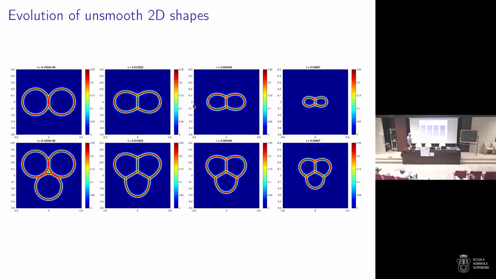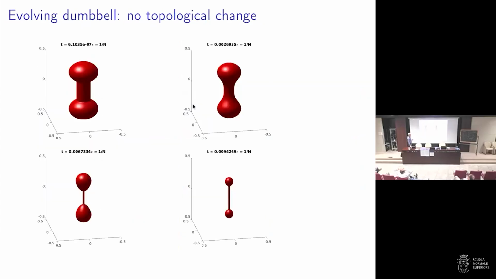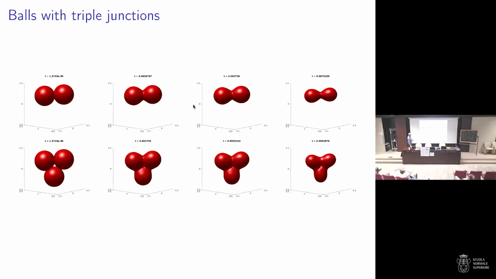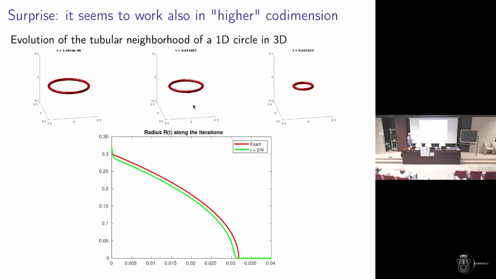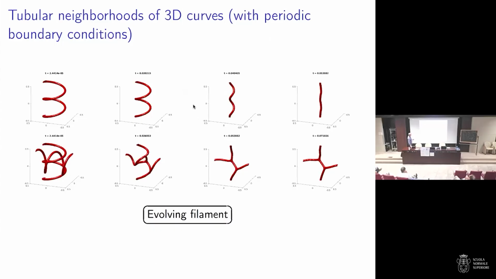It works also if you have singularities. It works in higher dimension. And you see that there is no topology change, due to this Willmore term that actually preserves the topology. Triple junctions, okay, and surprisingly, it works also in higher codimension. We don't really know why. The Willmore term is also able to prevent the disappearance of the diffuse interface. And the flow is compatible with what should be the ideal flow. Okay, this is an evolution also.